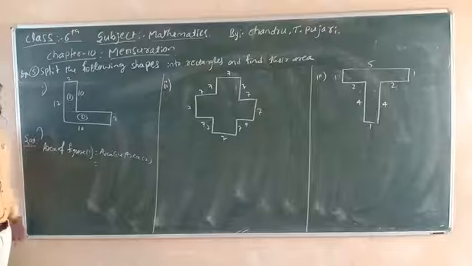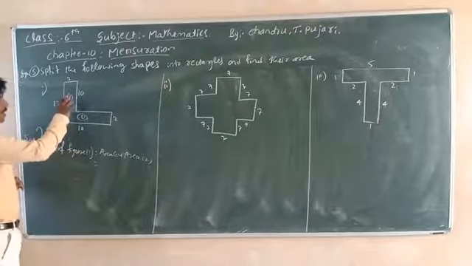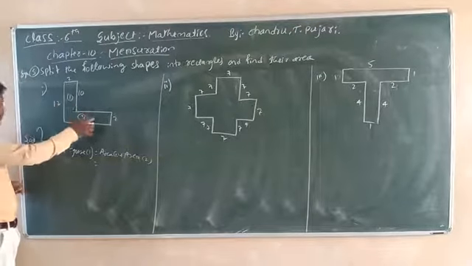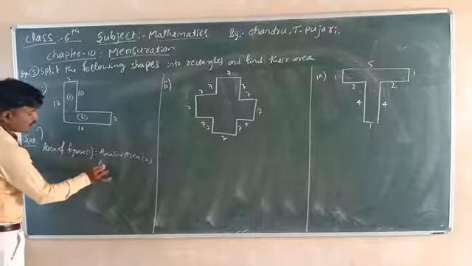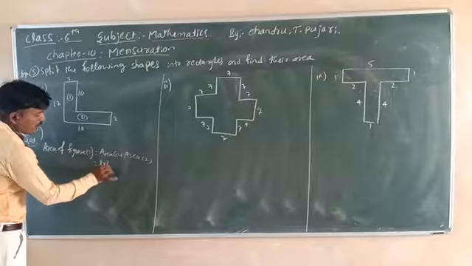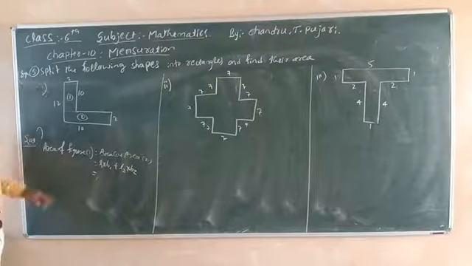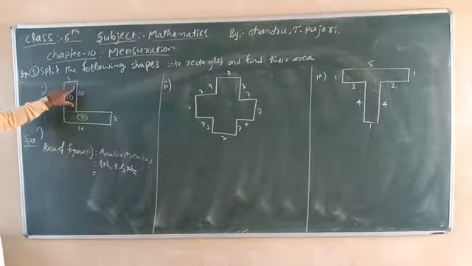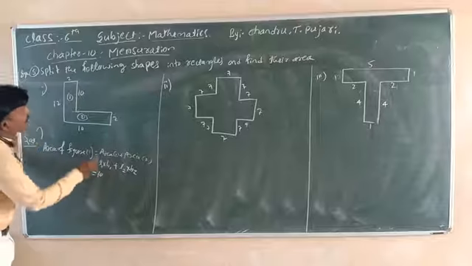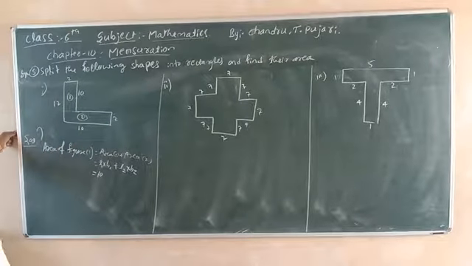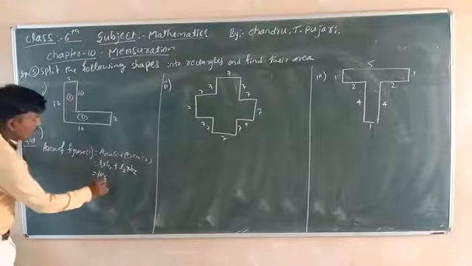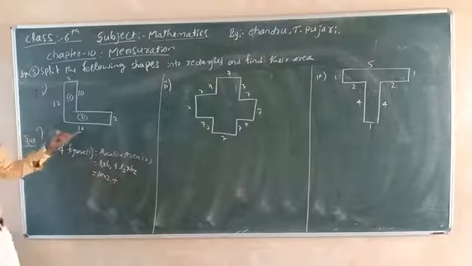Area 1 is L1 into B1, and area 2 is also a rectangle. Therefore, L1 into B1 plus L2 into B2. In figure 1, the length is 10, and you can take the measure as centimeter, no problem. 10 into B1, which is 2, plus the second rectangle.